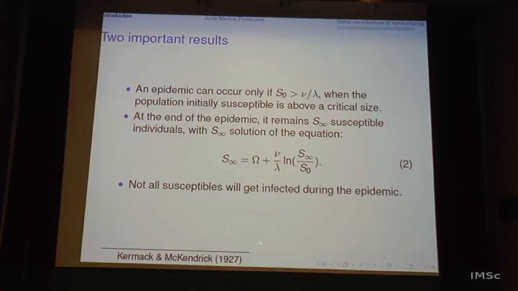And at the end of the epidemic, the second result is that some people will remain who won't be infected. So not everyone will be infected during the epidemic. And you have an implicit equation: S infinity, which is the number of people remaining susceptible in the population at the end of the epidemic, is the solution of this implicit equation. Usually you solve this numerically. And so that was the two main results of Kermack and McKendrick.